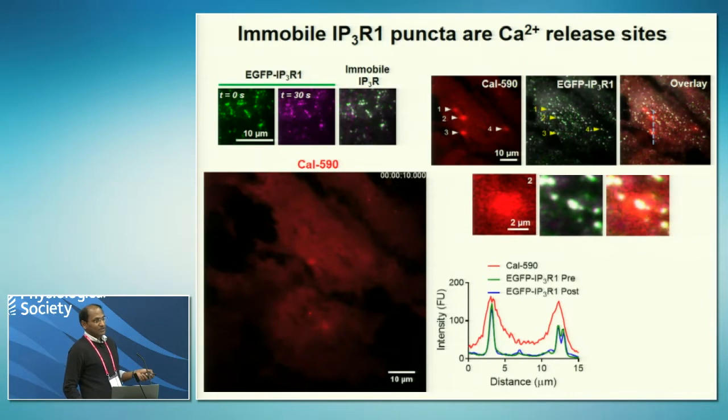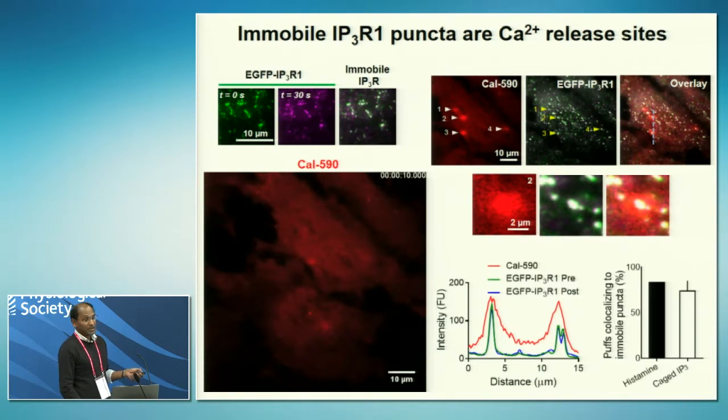IP3 that is necessary for the activation of these IP3 receptors can be delivered by global means, which is by photo-uncaging caged IP3, which is a more uniform delivery, as well as by receptor activation such as histamine. Both reveal that it's the immobile IP3 receptors that initiate calcium signals, that the calcium signals almost exclusively initiate out of the immobile IP3 receptors. So I conclude that it is the immobile IP3 receptors that are the calcium release sites.